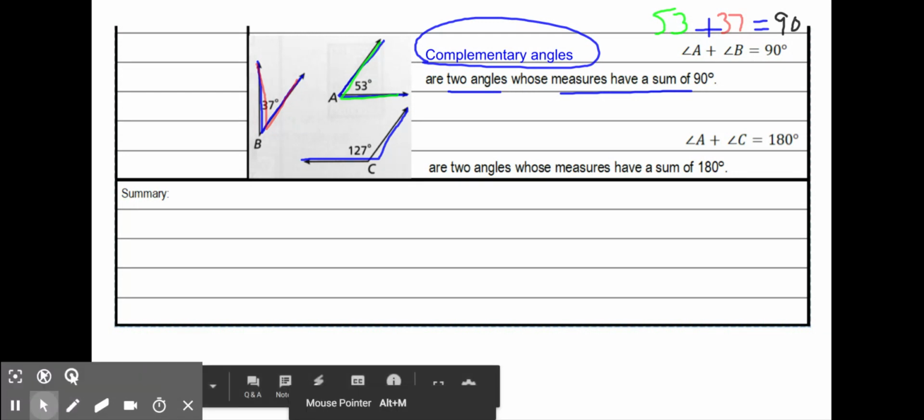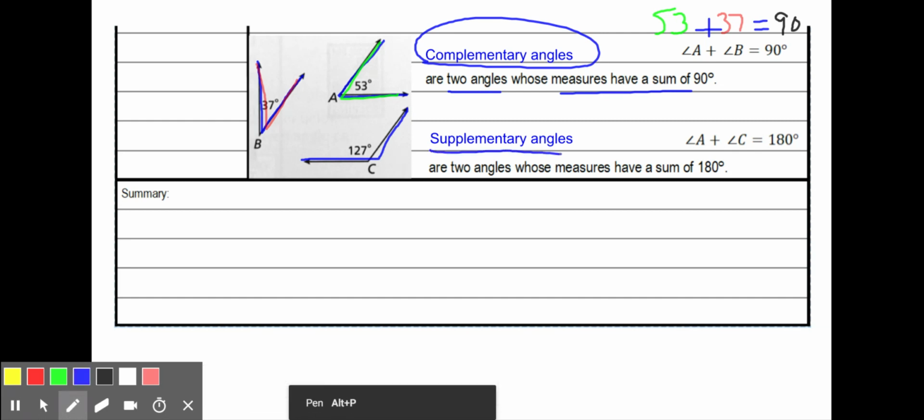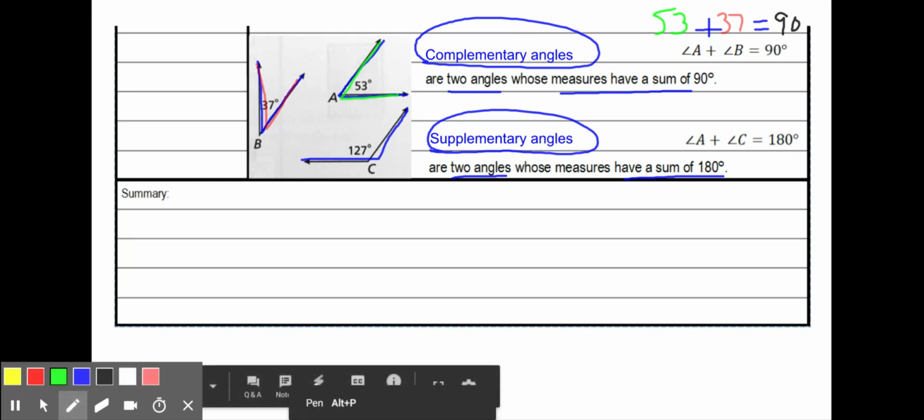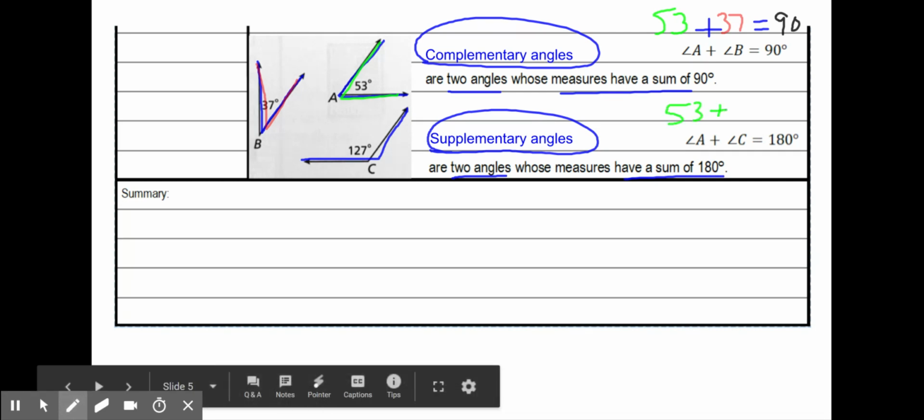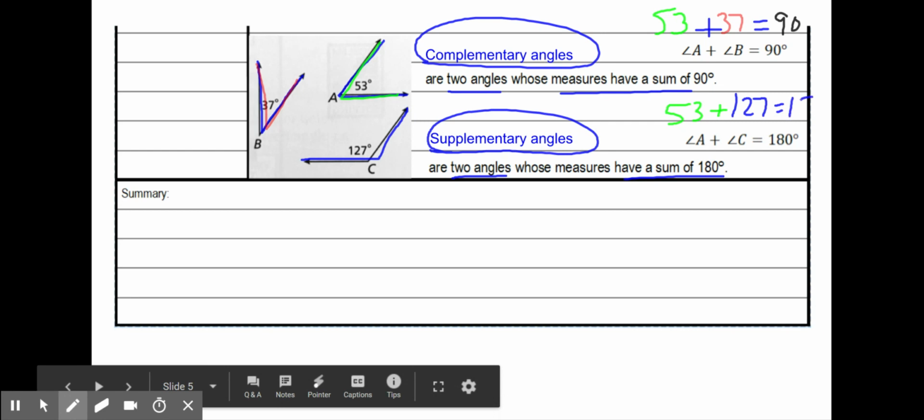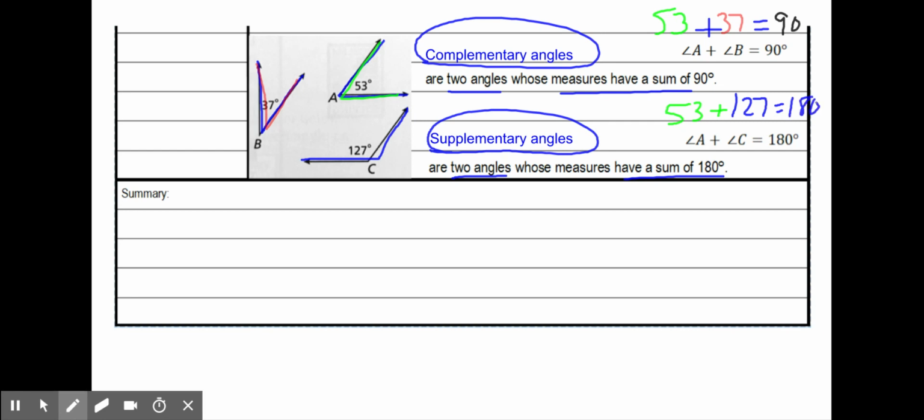When we have two angles that add up to 180 degrees, we call that supplementary angles. So two angles again, not three or not one. So we have two angles whose measures add together to give us 180 degrees. So angle A was 53 degrees plus angle C was 127 degrees. That does add up to 180.